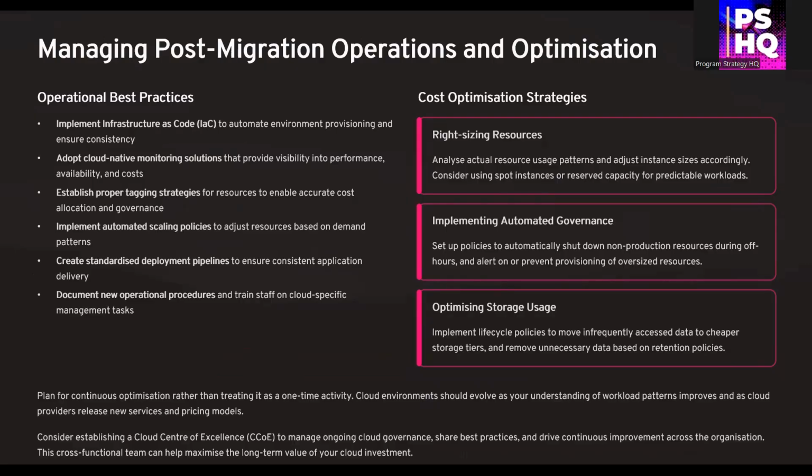Set up resource tagging for cost accountability. Enable auto-scaling to match demand. Standardize your CI/CD pipelines and update runbooks. Now let's look at cost optimization.